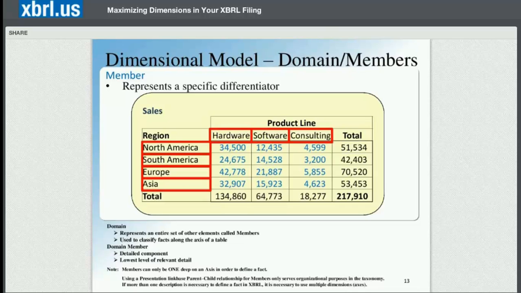Total is a preferred label that we put on our domain. The domain is the collection of all the members on the axis. So the domain on product line is our product line domain. The total or domain on the region is the domain for the region axis. And it's the collection of North America, South America, Europe, and Asia.